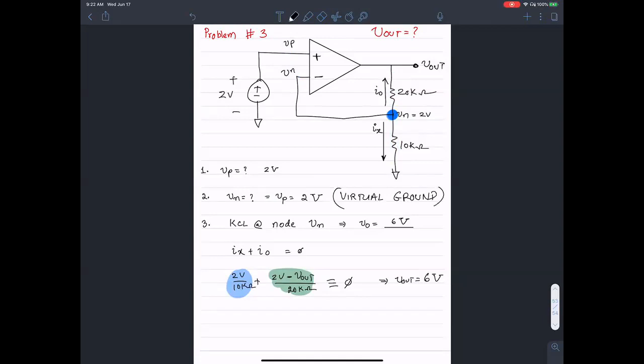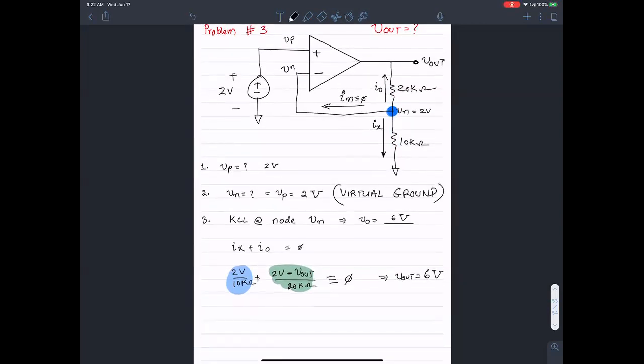And then I implicitly notice the fact that IN equals 0 when I'm doing KCL. So the idea is that I could have solved this problem by using this formula. This is a non-inverting amplifier because the input is applied to the positive terminal. Then there is a negative feedback.